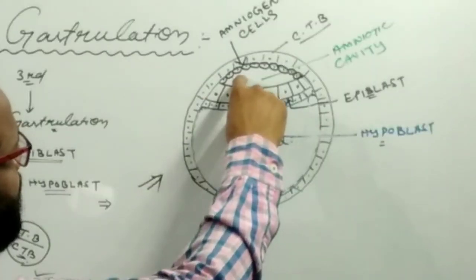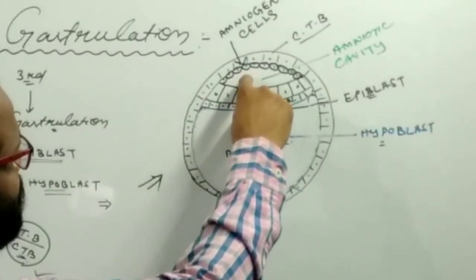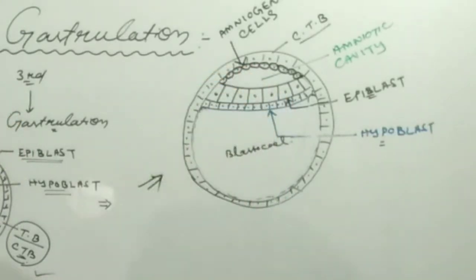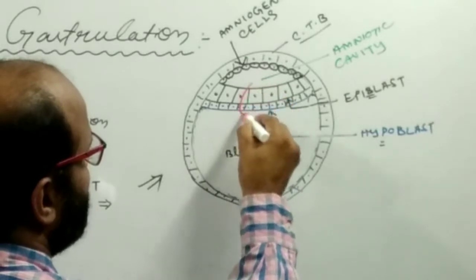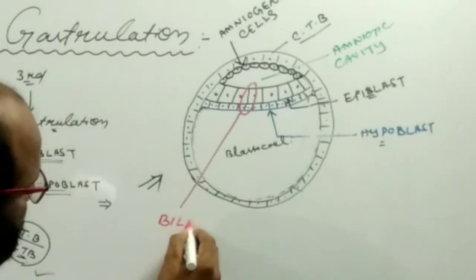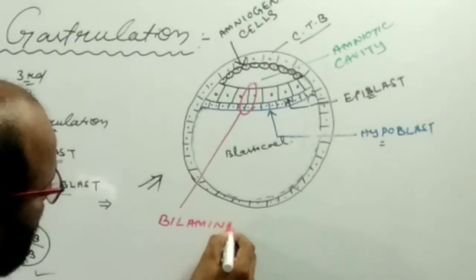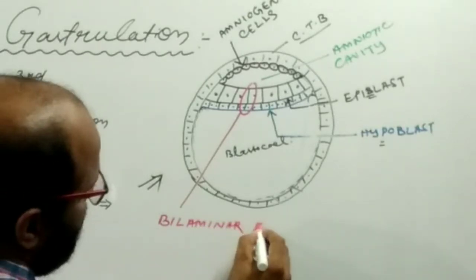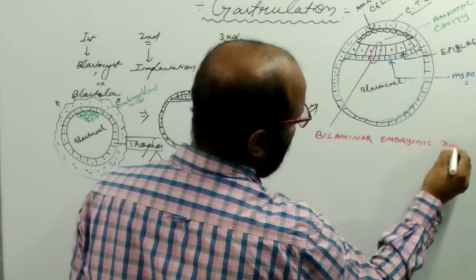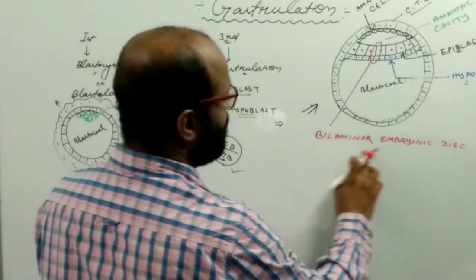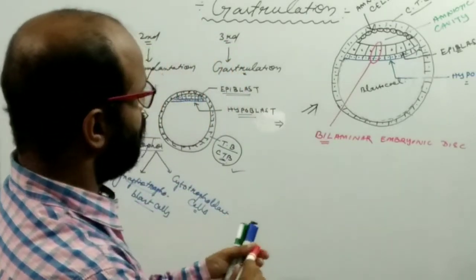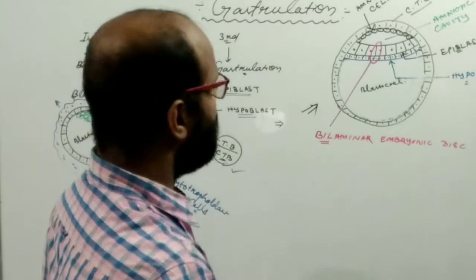This is the bilaminar embryonic disc. How does the bilaminar embryonic disc convert into the trilaminar embryonic disc?